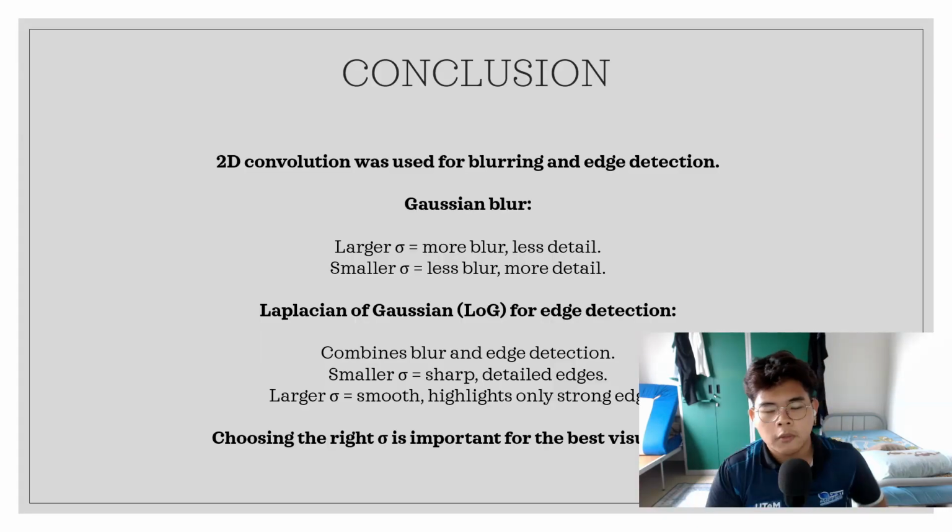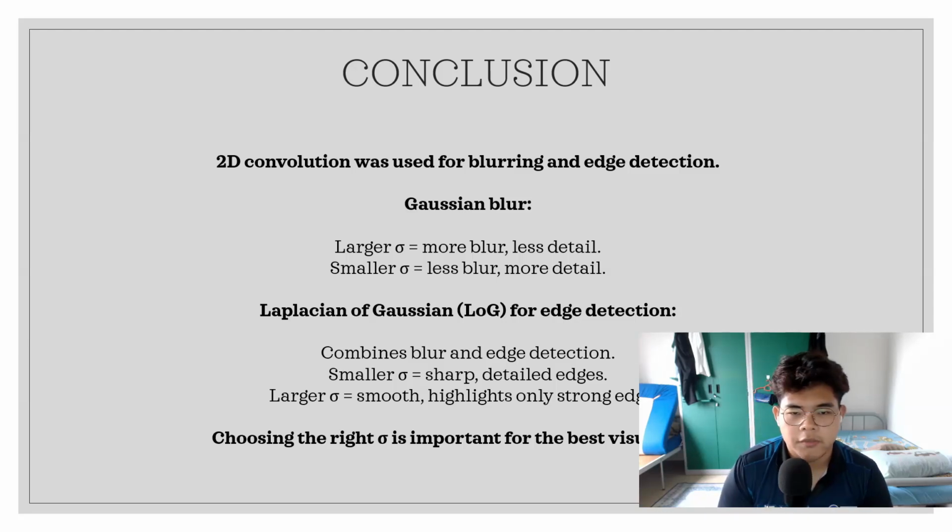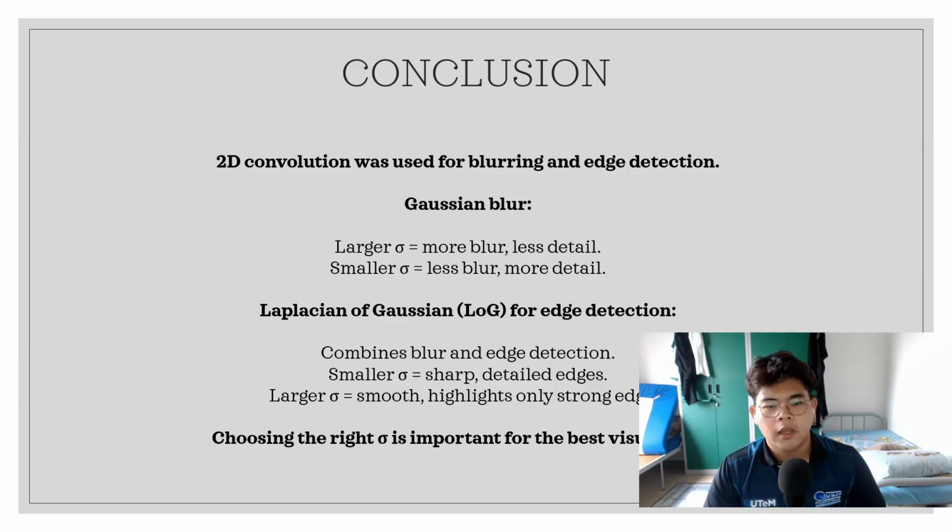What we can conclude from this task is that for the first part, Gaussian blur, the larger the standard deviation, the more the blur, which means less detail. The smaller the standard deviation, the less blur and more detail. For Laplacian of Gaussian or LoG, edge detection combines blur and edge detection. The smaller the standard deviation, the sharper it is, so more detailed edges. The larger the standard deviation, the smoother it is, and it highlights only the strong edges.